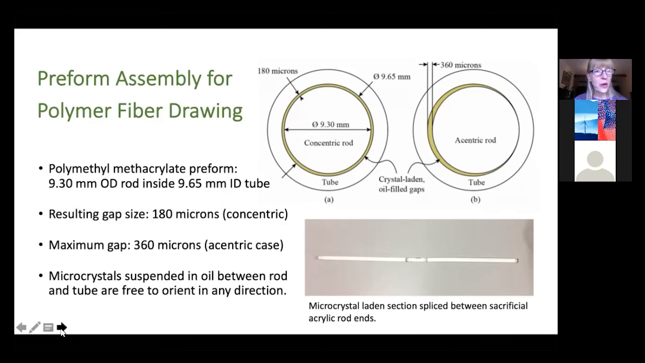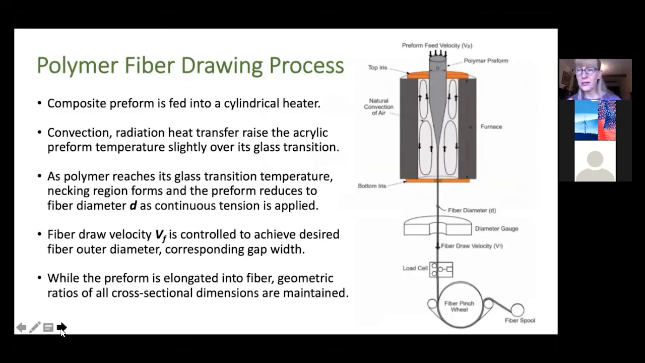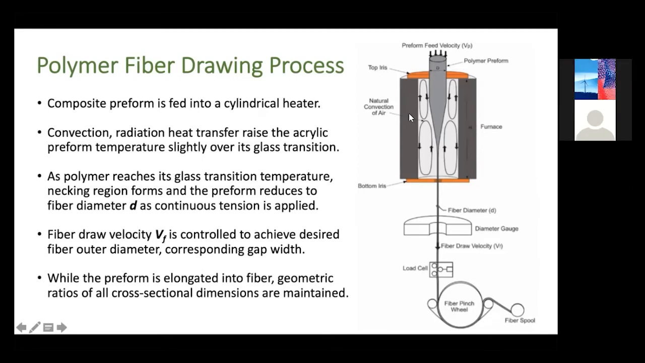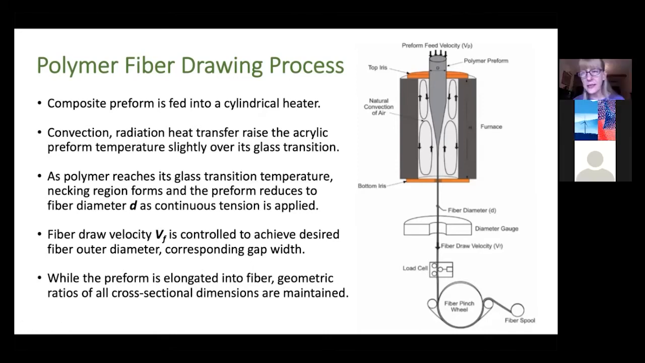All right, so now here is the drawing process. And this will take some time to explain, and I'll be happy to come back and revisit it if you have questions at the end. But in summary, you have a preform that is fed at a constant slow speed into a cylindrical heater. And as the material heats up, the material goes through glass transition.